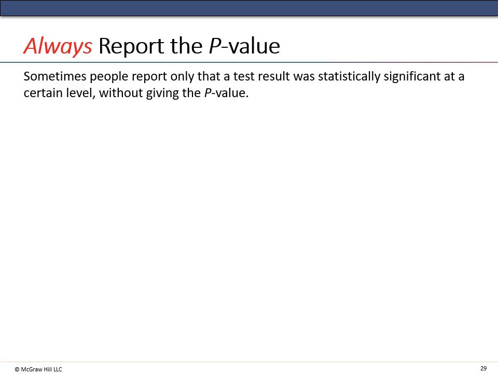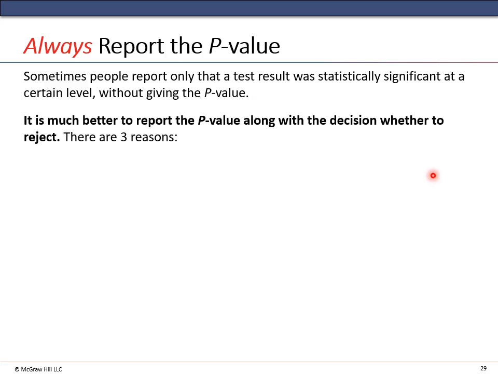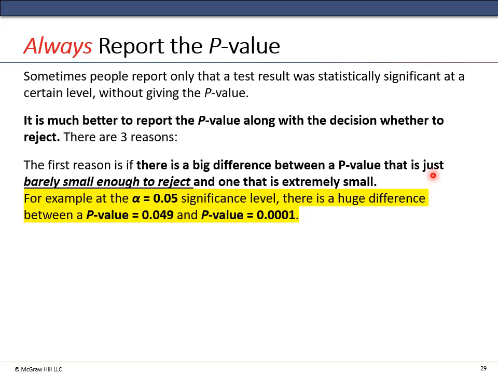Sometimes people report only that a test result was statistically significant at a certain level without giving the actual p-value. It is much better to report the p-value along with the decision whether to reject, and there are 3 reasons. The first reason is this: if there's a big difference between a p-value that is just barely small enough to reject and one that is extremely small.